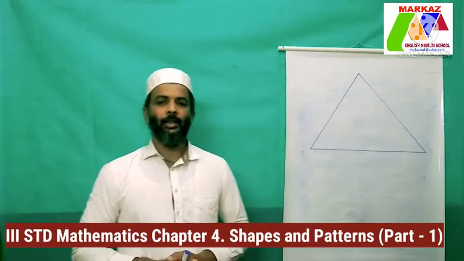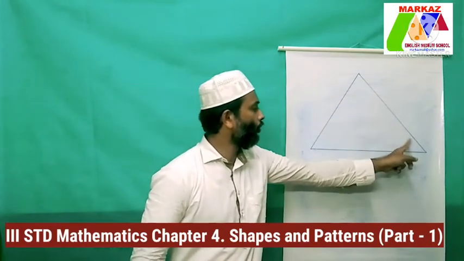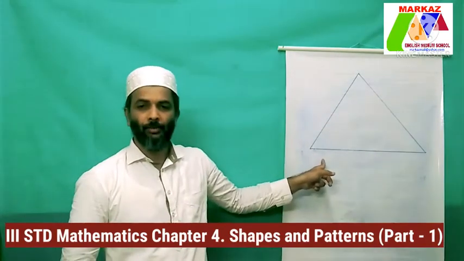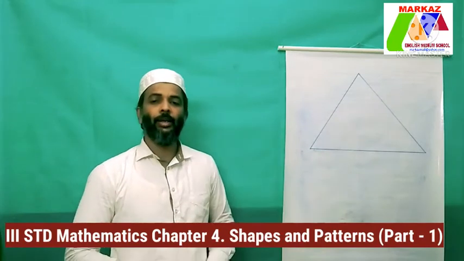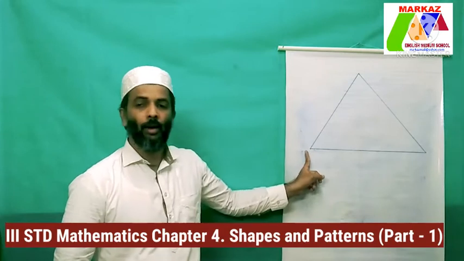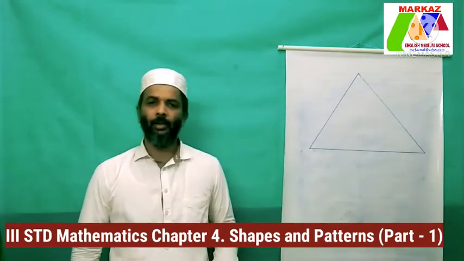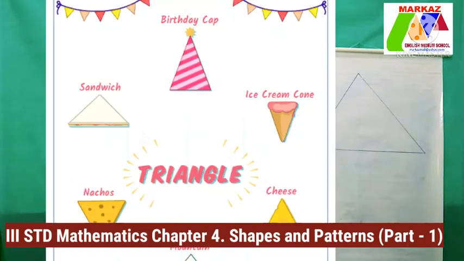It is triangle. You can see it has three sides. 1, 2 and 3. And also it has three vertices. Count them. 1, 2 and 3. Clear? Now look at some example of triangle. So these all are example of triangular shapes.